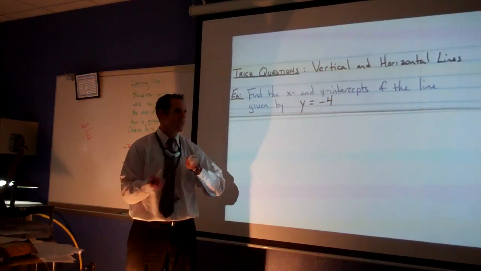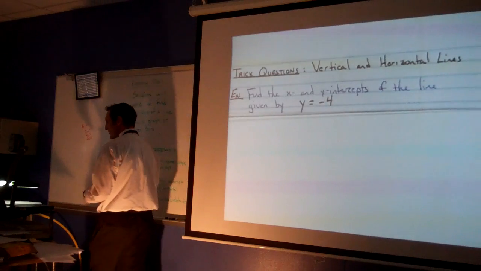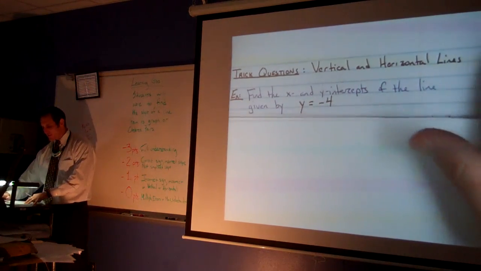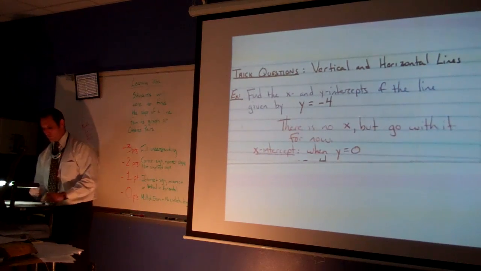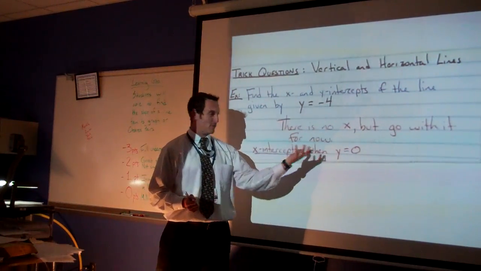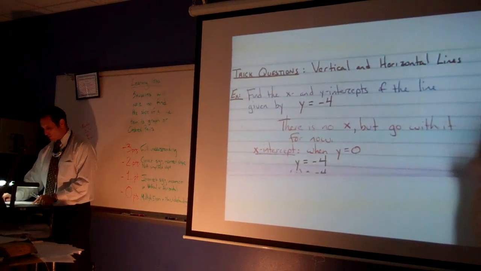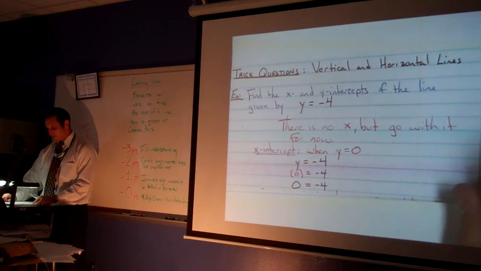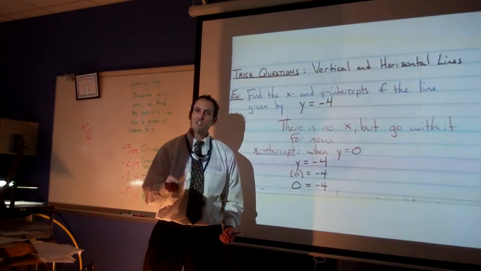And we're still going to use the same process, but there is no x in the equation. So what's happening here? There is no x, but we have to go with it for now. The x-intercept is when y equals 0. So let's make y 0 and substitute that into the equation. So we have 0 equals negative 4. That should ring a bell.